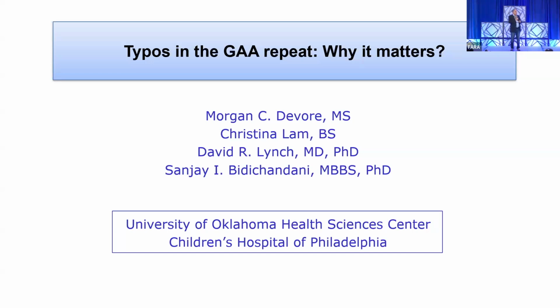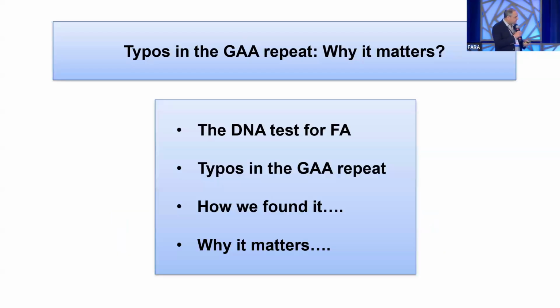Because these typos that I will talk about have very important implications for the diagnosis of FA, I just want to start by showing you what the gene looks like, this GAA repeat that everybody talks about, and what the test is that we do to actually assay it before we get into what these typos are. So we'll first look at the DNA test, then I'll tell you about the typos, and then we'll start discussing why this even matters to us.